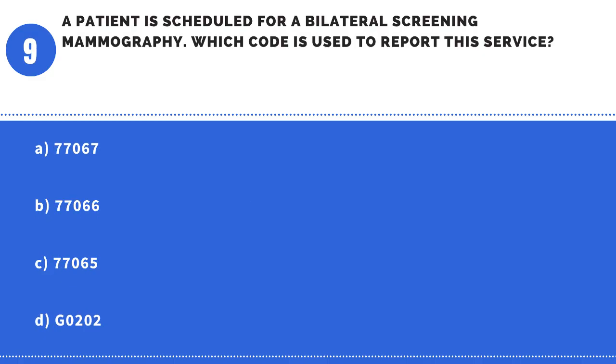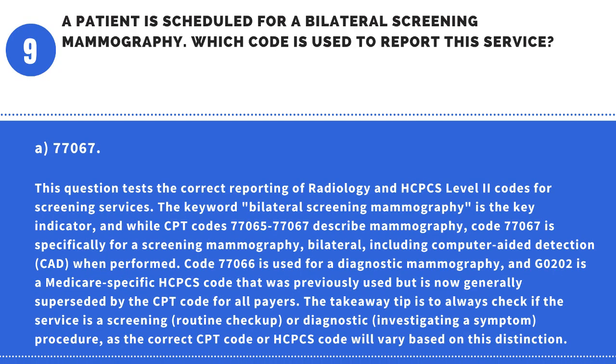Question 9. A patient is scheduled for a bilateral screening mammography. Which code is used to report this service? A. 77067. B. 77066. C. 77065. D. G0202. Answer A. 77067. This question tests the correct reporting of radiology and HCPCS Level 2 codes for screening services.